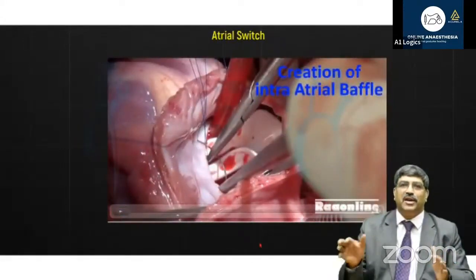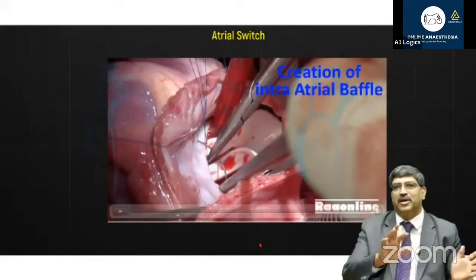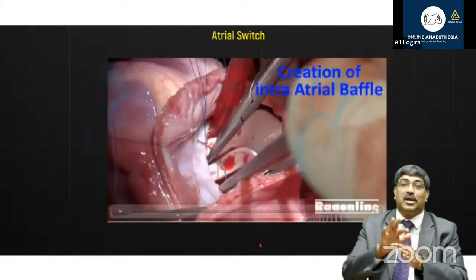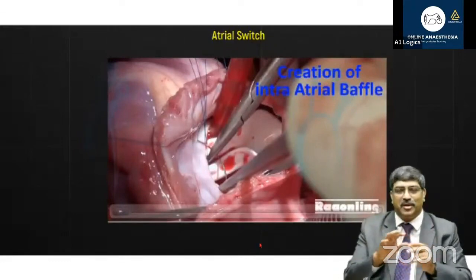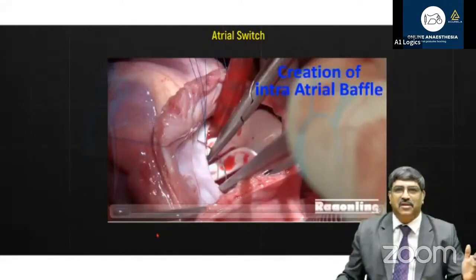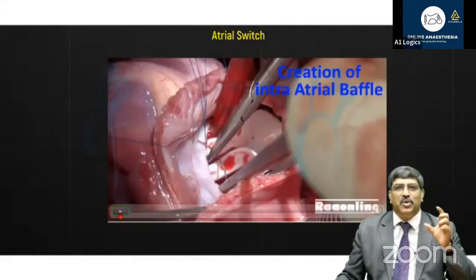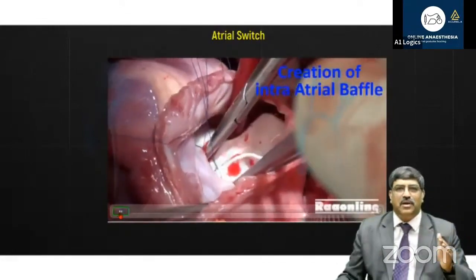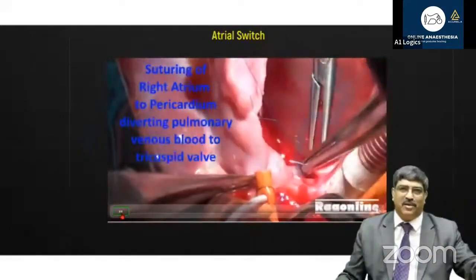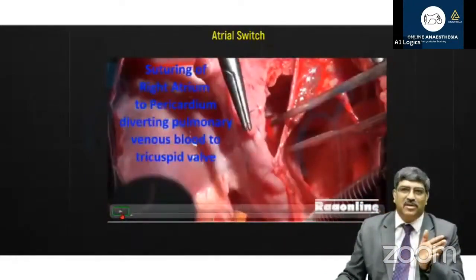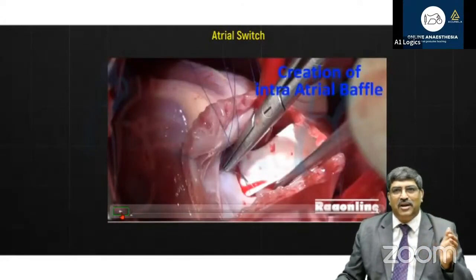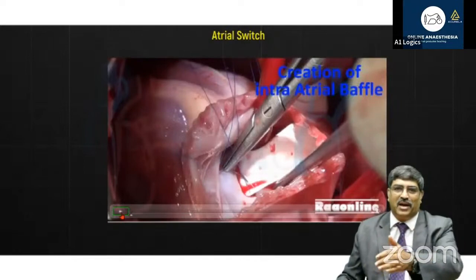Sometimes you may not be able to switch the great arteries. Okay, you can't switch the pulmonary artery and the aorta. In that case, what you can do is you can switch the atrium. Right and left atrium can be switched, which is called the atrial switch surgery, which is done by Mustard or Senning. Here, you create an intra-atrial baffle so that your pulmonary venous blood goes into the tricuspid valve. Okay, your circulation will be in such a way: right atrium, right ventricle, aorta, left atrium, left ventricle, pulmonary artery.